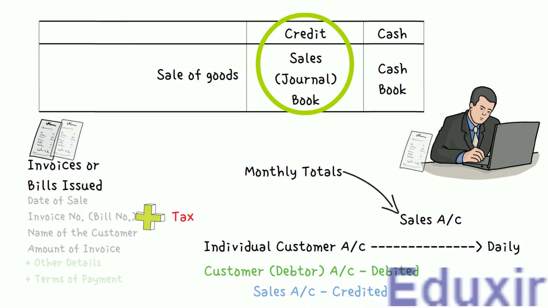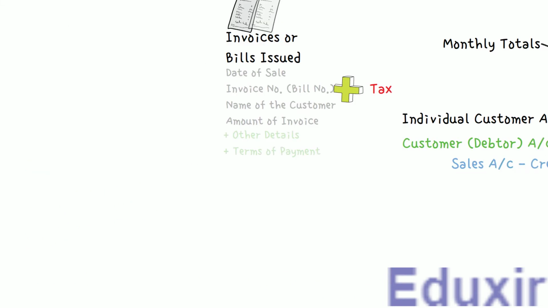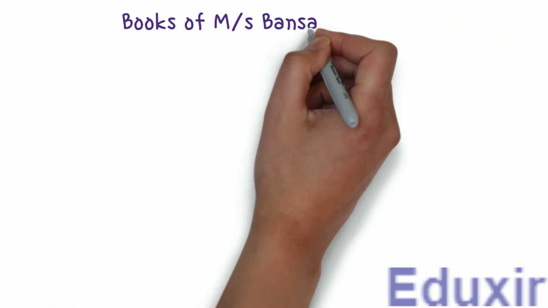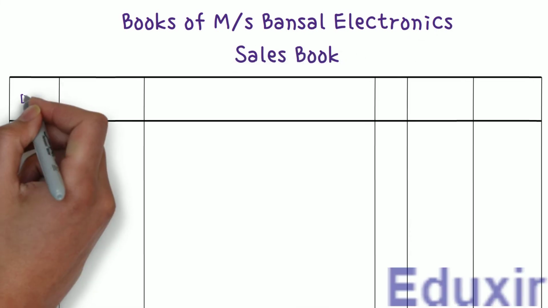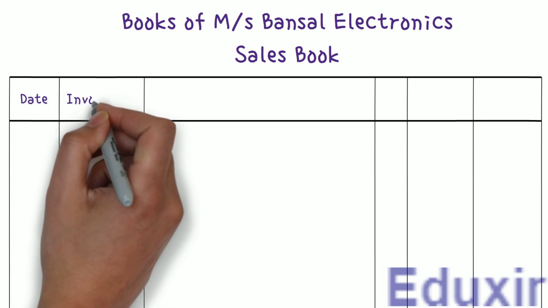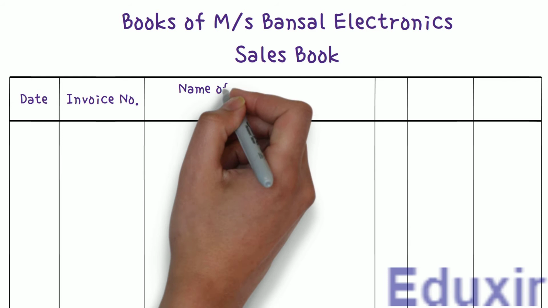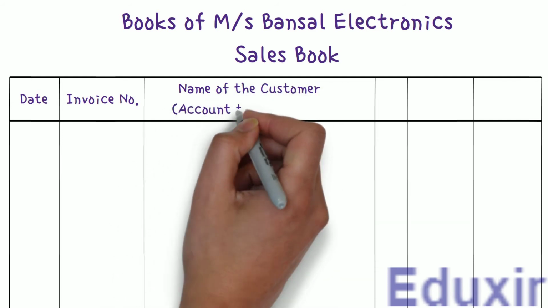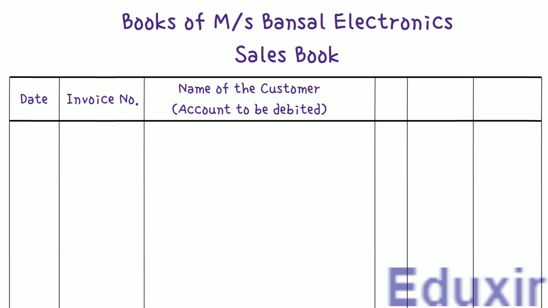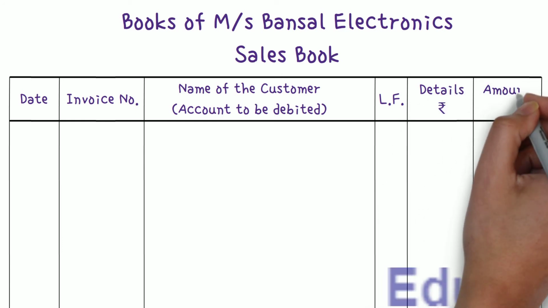With this information at our disposal, let us first prepare the format for the sales journal book. As mentioned earlier, the format is very similar to the purchase journal book with few minor differences. Let us first write the title as Books of Messrs. Bansal Electronics Sales Book. Let us have individual columns for date, invoice number, name of the customer. This is the account which should be debited. The next column is ledger folio, a column for maintaining the details in rupees. And finally, we have the amount in rupees column.